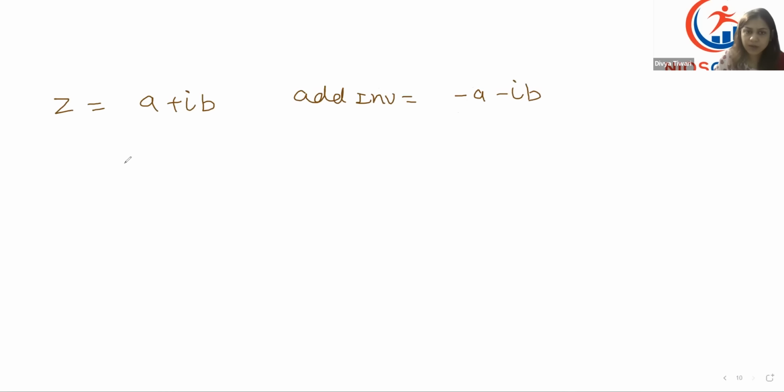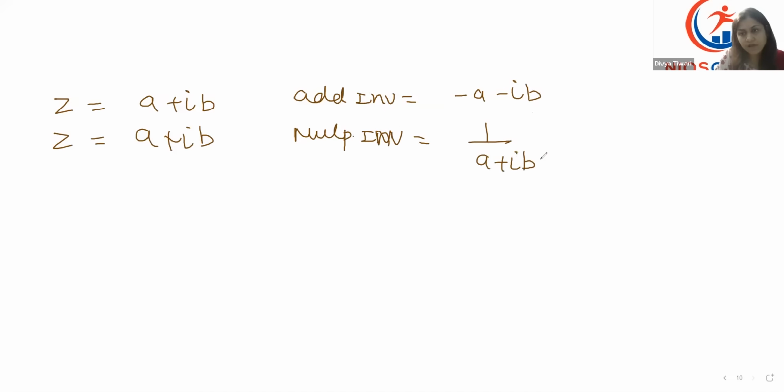In the case of the multiplicative inverse, I have to just take its reciprocal. So if again I have a plus iota b, then its multiplicative inverse will be 1 upon a plus iota b. In order to solve this, I will again have to multiply by its conjugate, and after solving that I will get the multiplicative inverse. I hope it is clear. In case you are facing any difficulty which is not clear to you, you can ask me again.